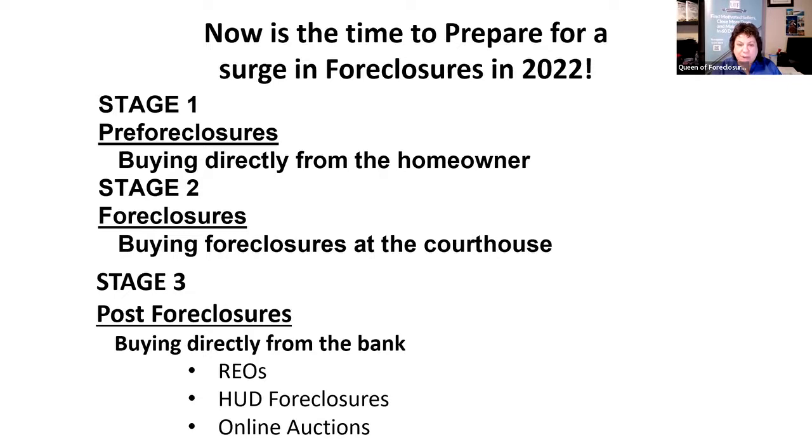Stage 1 is buying directly from the homeowner in pre-foreclosure. Stage 2 is buying at the courthouse, whether it's a judicial state and you go in front of the judge, or a non-judicial state and you buy at the foreclosure auction, in a lot of states on the steps with all cash. Stage 3, post foreclosures, is buying directly from the bank.